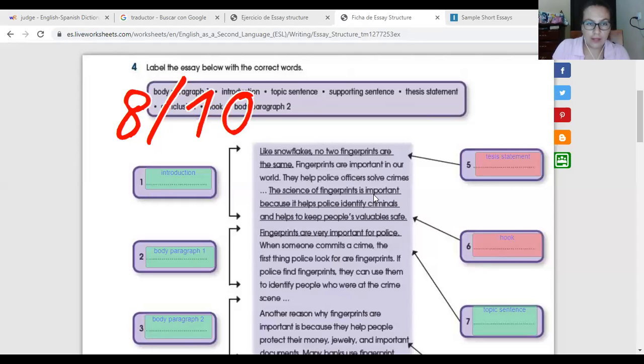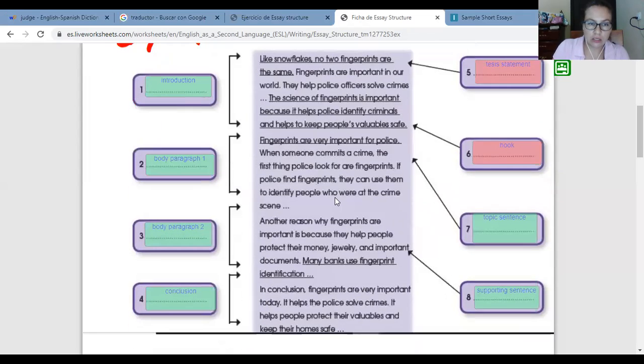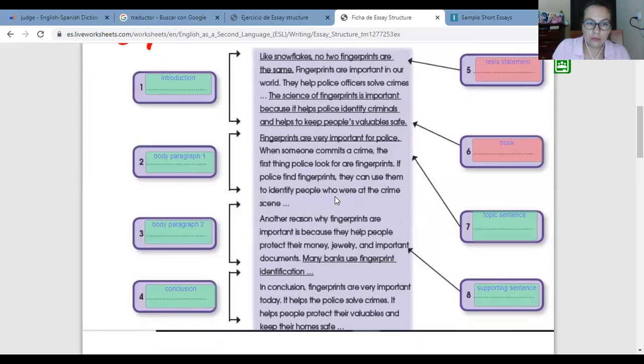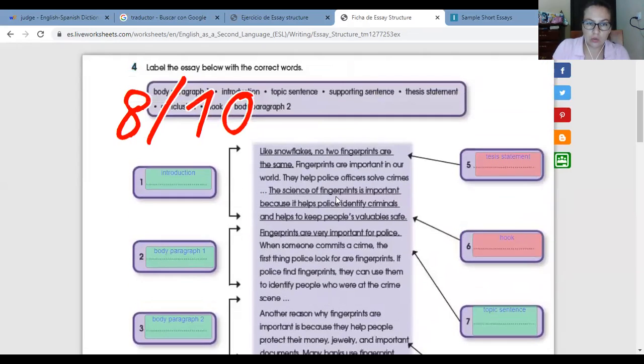Do you finish it? Carla? Can you share the screen? Okay, well, very good. We have 8 out of 10. Very good. We have here introduction, body paragraph 1, body paragraph 2, and a conclusion. Okay. We have here the thesis statement and the hook.